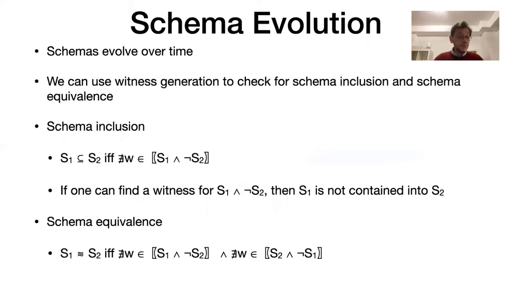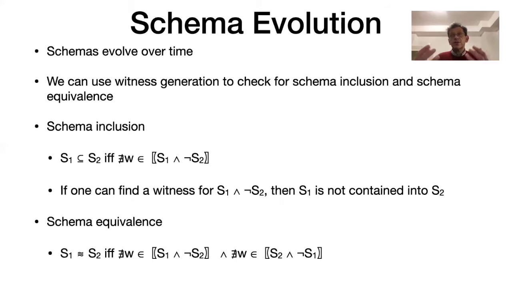Schema evolution, where schemas evolve over time. You are no longer in a context where schemas are fixed and do not change. So we can use witness generation for checking for schema inclusion and for schema equivalence too.